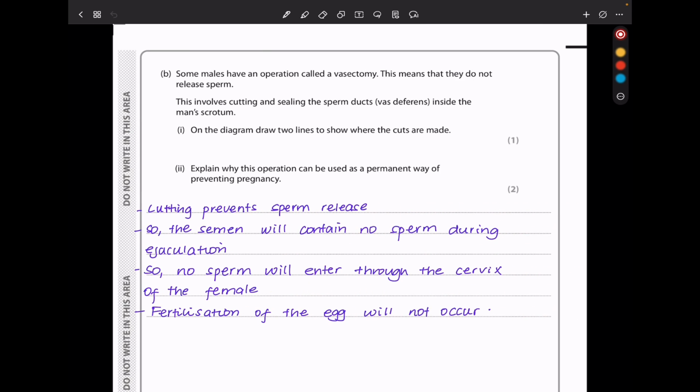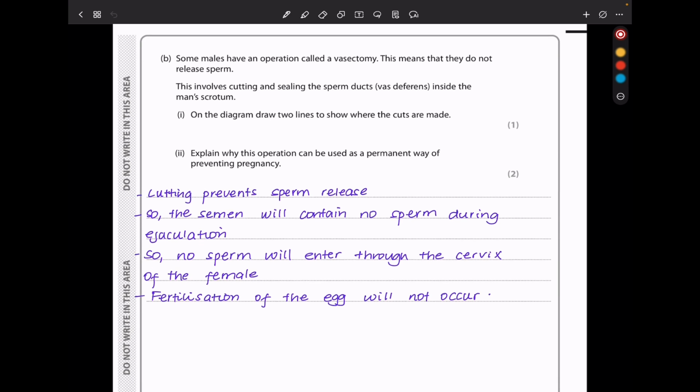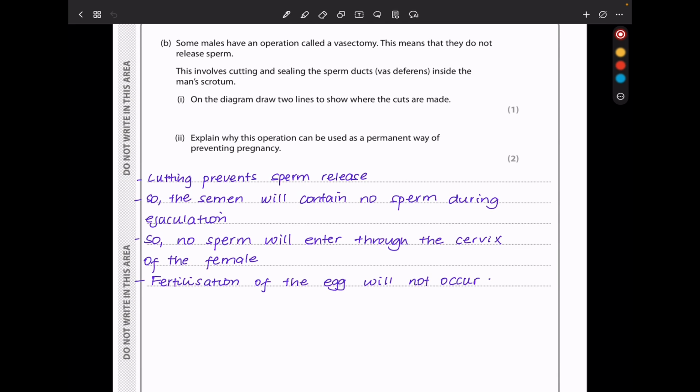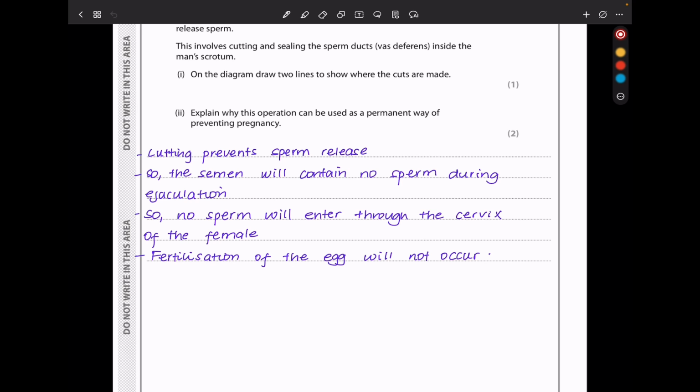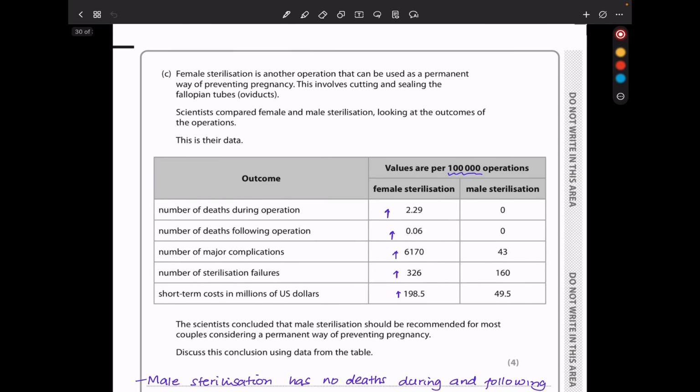Next they say, explain why this operation can be used as a permanent way of preventing pregnancy. This is because cutting prevents sperm release, so the semen will contain no sperm during ejaculation, so no sperm will enter through the cervix of the female, and fertilization of the egg will not occur.